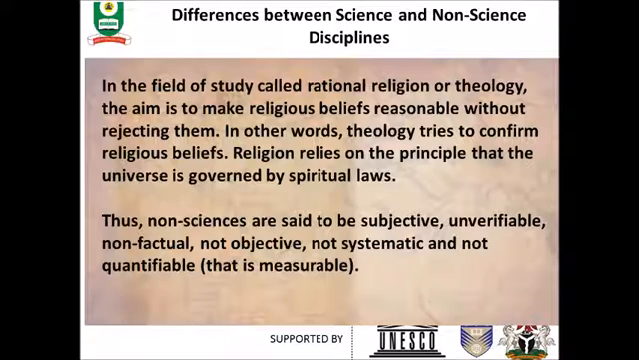All the other non-sciences exhibit some of these attributes. Thus, non-sciences are said to be subjective, unverifiable, non-factual, non-objective, non-systematic, or non-quantifiable. Their study is often a matter of trial and error. Consequently, knowledge based on them does not enable us to explain, predict, and control phenomena in the way scientific knowledge can do.